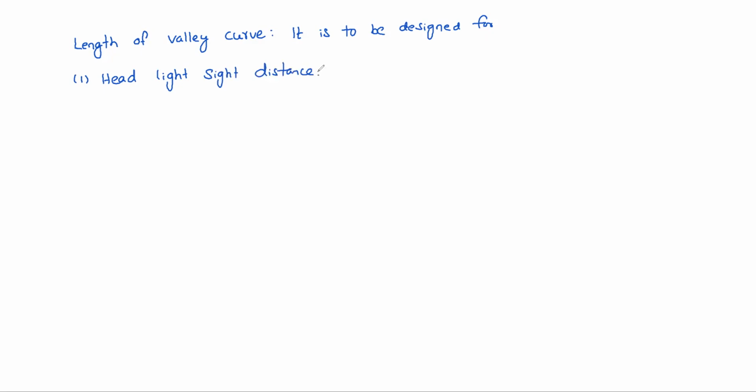Most of the portion you can see the road clearly. But in night time the headlight can be focused only up to a certain distance. So that much distance only you can see. That's why we should design that length properly, to be able to see that required sight distance. So headlight sight distance is very important.